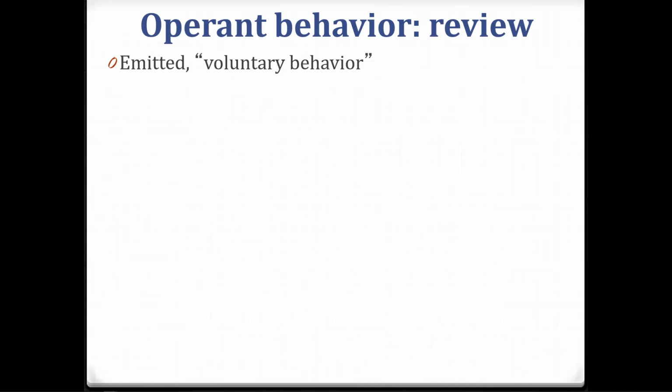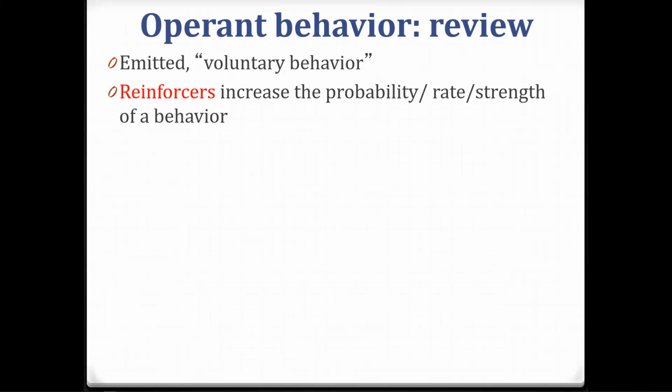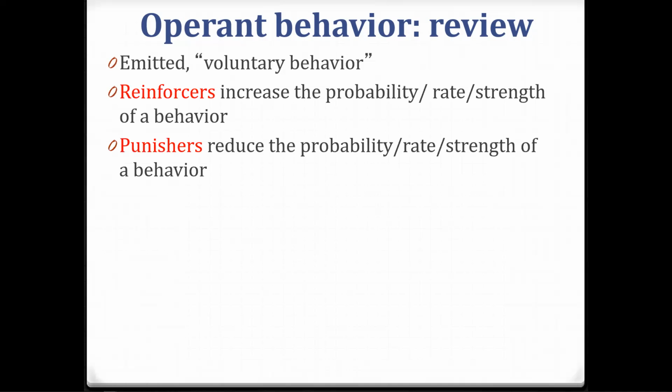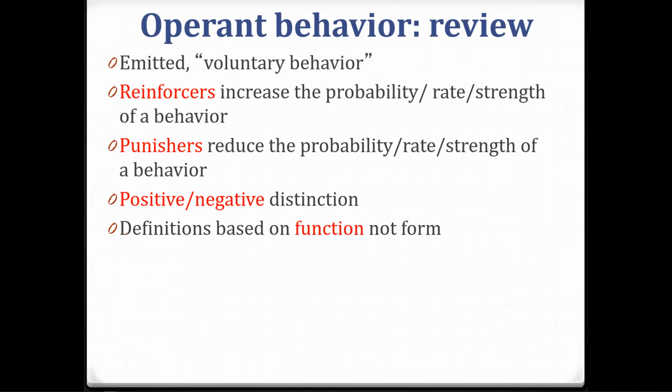Operant conditioning is about emitted or voluntary behavior. Reinforcers increase the probability of behavior while punishers decrease it. We have a positive and negative distinction. That means whether you add or take away something, not whether something is good or bad. And our definitions of whether something is a reinforcer or punisher are based on function. Do they increase behavior or decrease behavior? Not necessarily on form. You can't just say cheese is a reinforcer. Well, it might be for some people, but not for other people. It's basically defined as, does it increase behavior or does it decrease behavior?